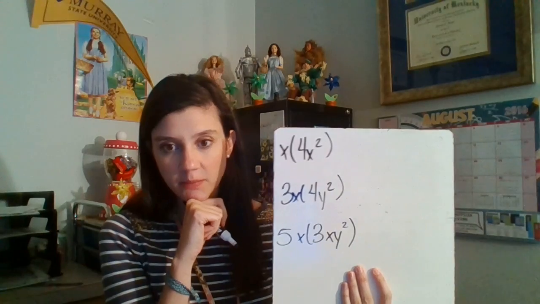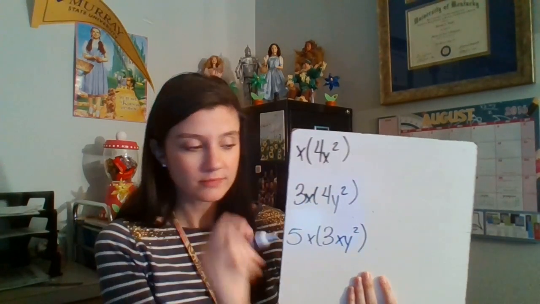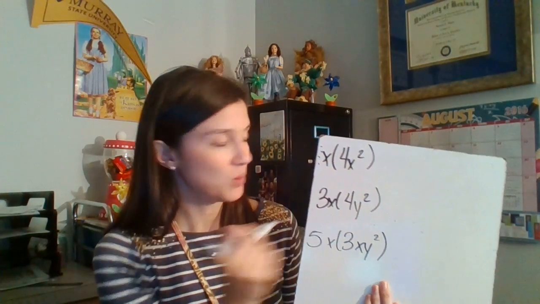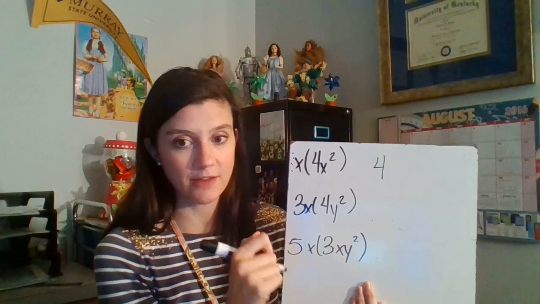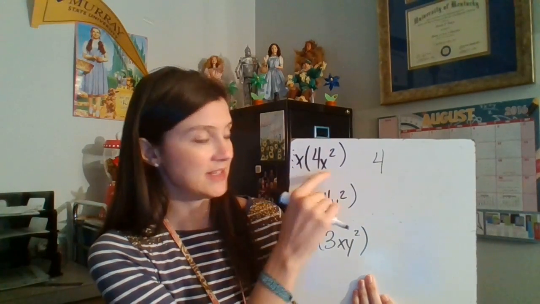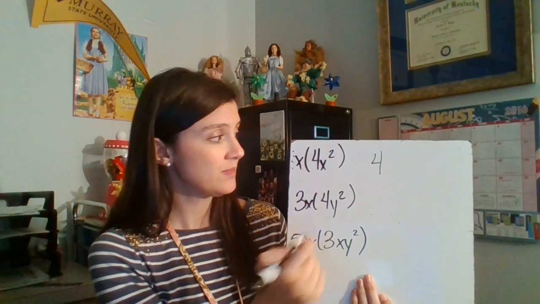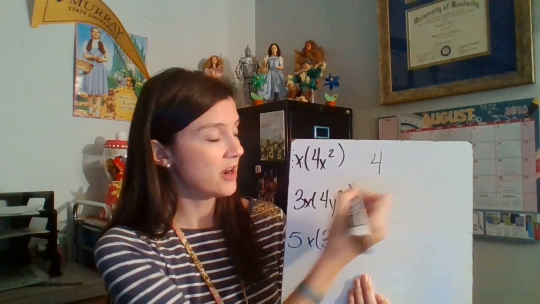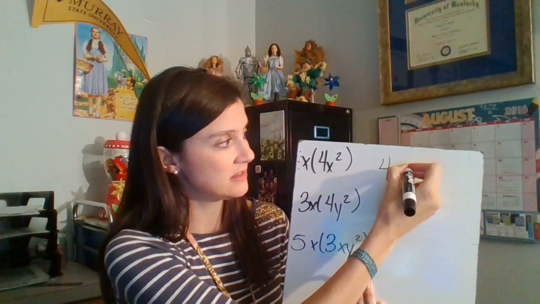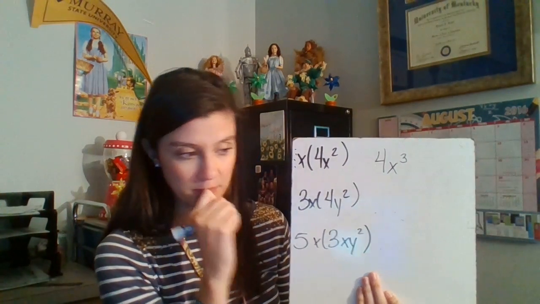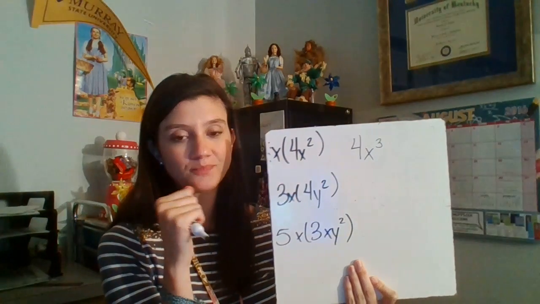Okay, let's see how you did. For the first one here, we had x on the outside multiplied by 4x squared. 1 times 4 is 4, so we have multiplied the coefficients. Now for the variables, we have an x and an x, so we can combine those. x to the 1 times x squared, when we are multiplying exponents, we add them, so we've got 4x to the third power. Let me double check. Yeah, that's right. 4x to the third power.